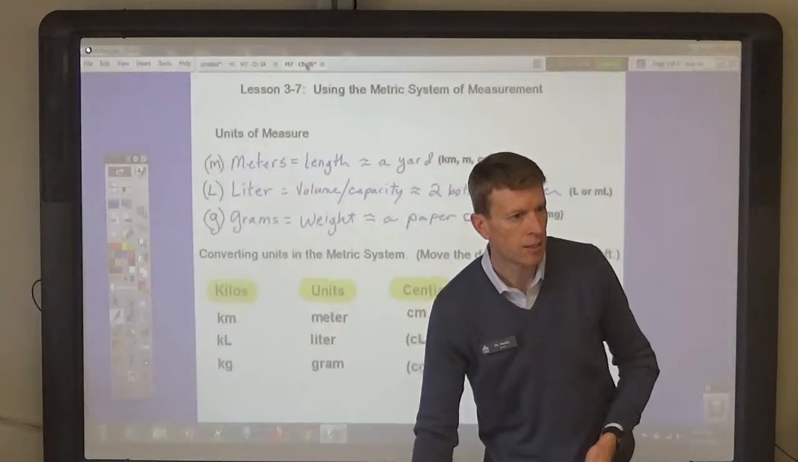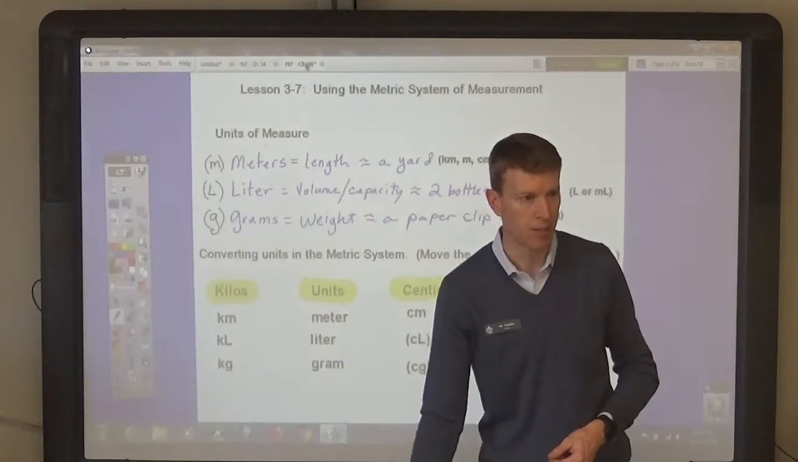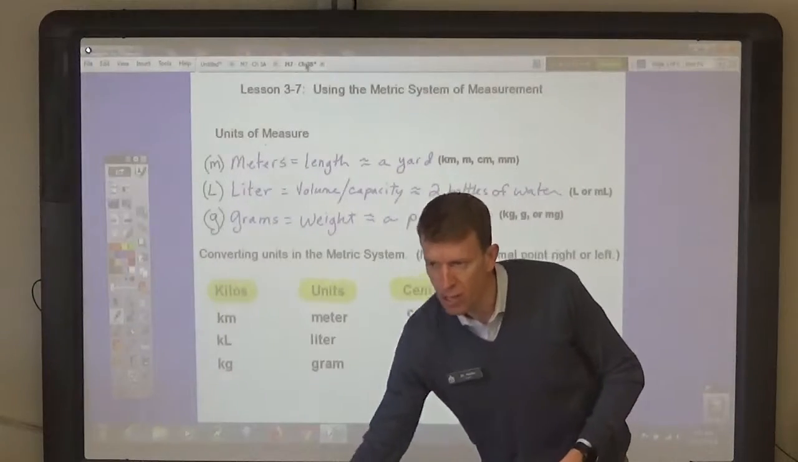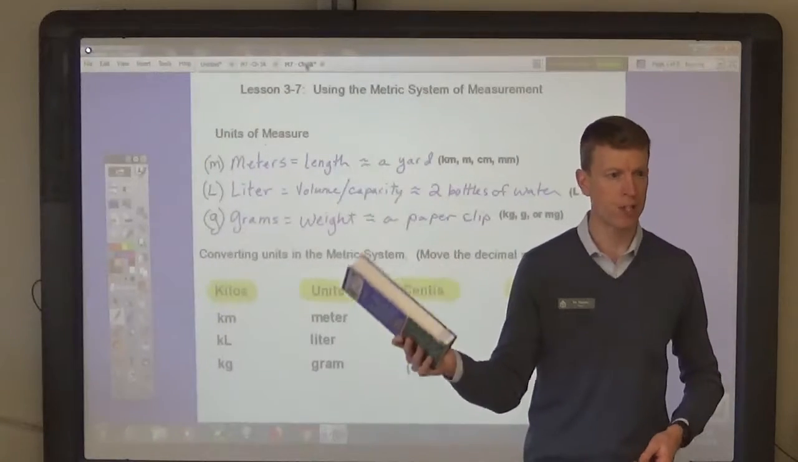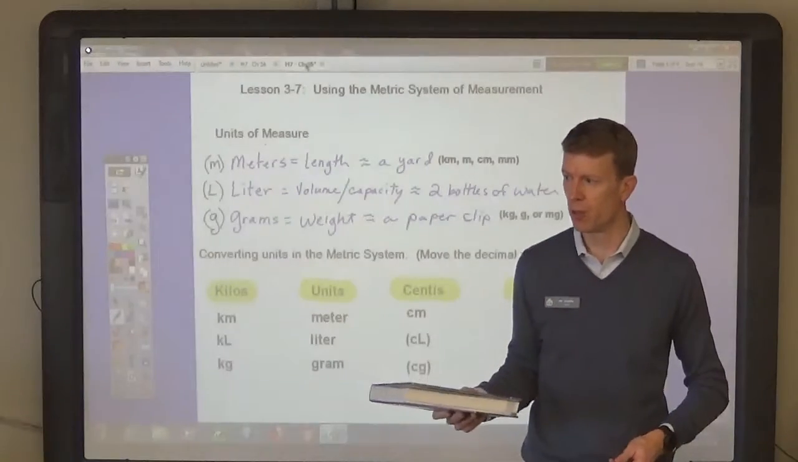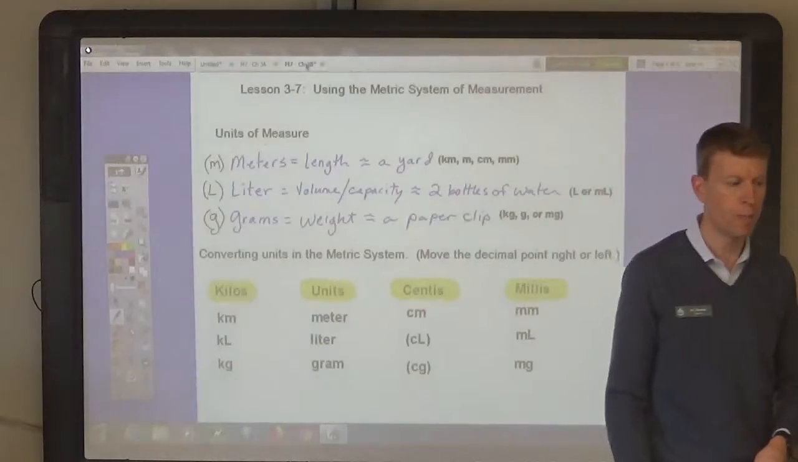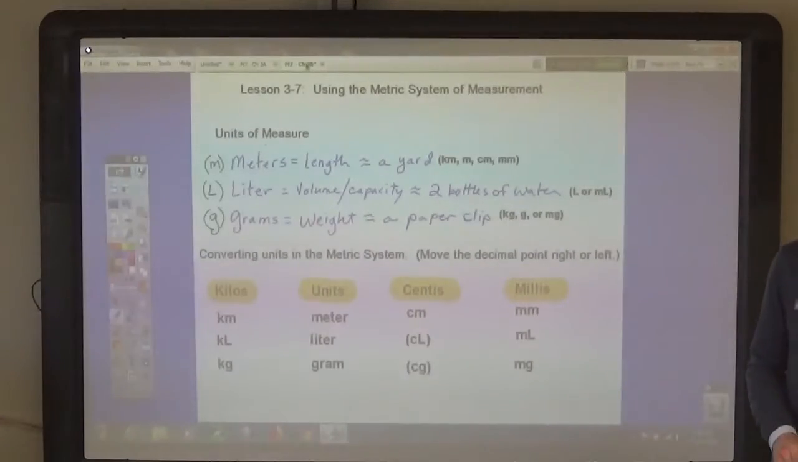Most heavier things are measured in kilograms. Like if you were to measure the weight of your book, you would want to measure that in kilograms, probably. You might measure it in grams also. 1 kilogram is about 2.2 pounds. Okay?